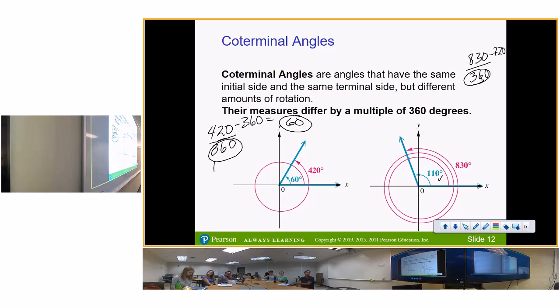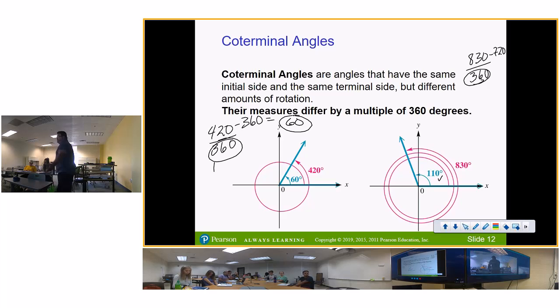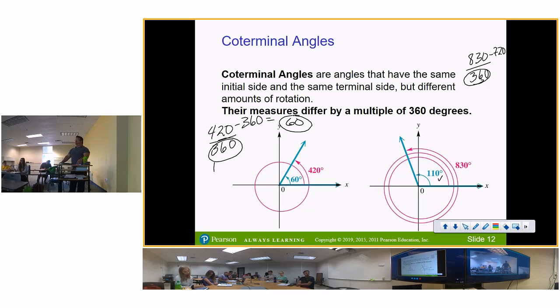Now, are they always going to give you an easy one like 420 degrees? No. Will they give you one like 1630 degrees? Yes. So you take 1600 or whatever divided by 360 and get the rotations, multiply the rotations times 360 to get the number you subtract. Capiche? Not a test question, but you may see it on homework.